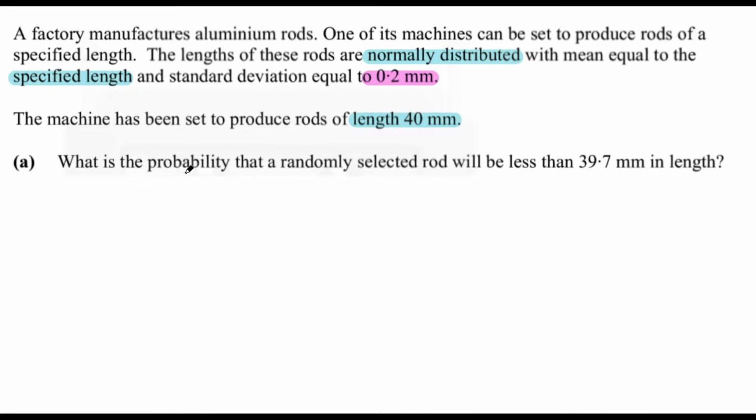And we're being asked, what is the probability that a randomly selected rod would be less than 39.7 millimeters in length? Well, to be able to find this out, we first have to work out our z-score, because the z-score is the key to being able to look up the table. So we must find a z-score. So start by writing out our formula for the z-score, which you can get in your log tables. So we write z is equal to x minus the mean all over the standard deviation.